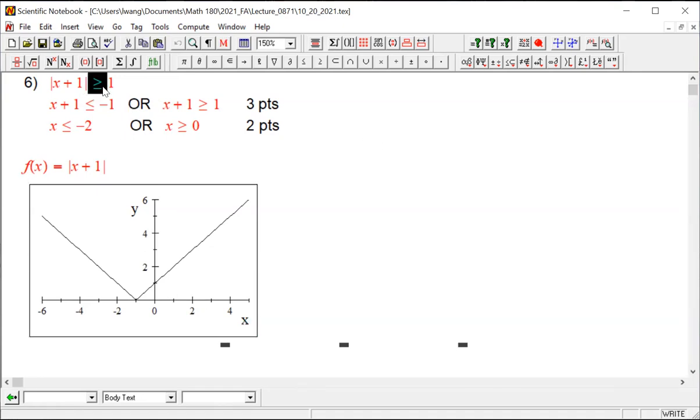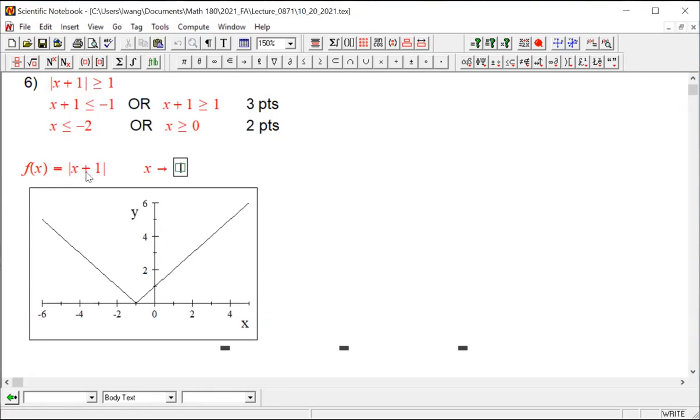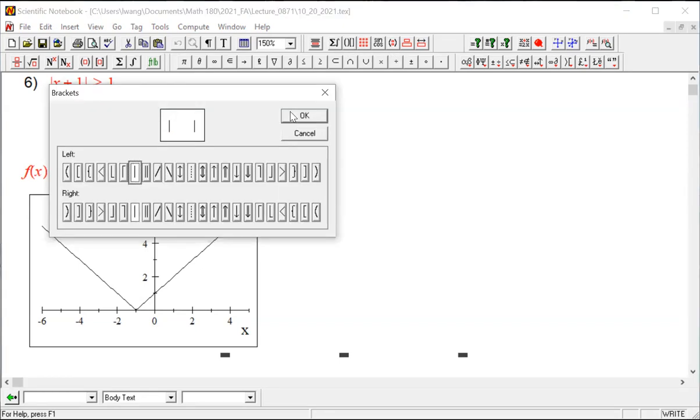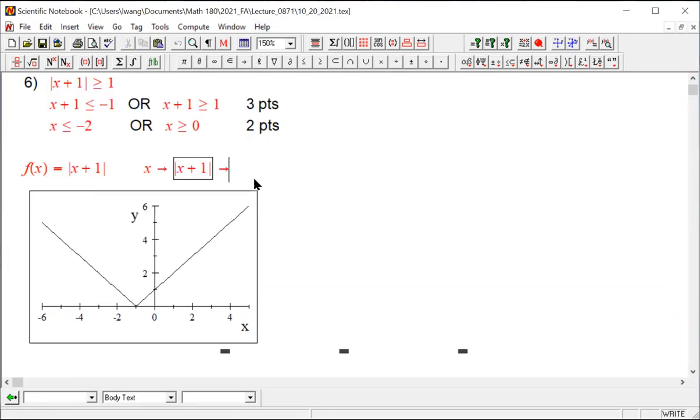Greater than or equal to 1, right? So this is the graph. F of x: the input is x and the output is the absolute value of x plus 1. That's the story, but it's still a rule. This is the rule of the function. The rule says I'm going to take the input, add 1 to it, and then take the absolute value, which produces the output. So your output is the absolute value of x plus 1. That's the rule of the function.